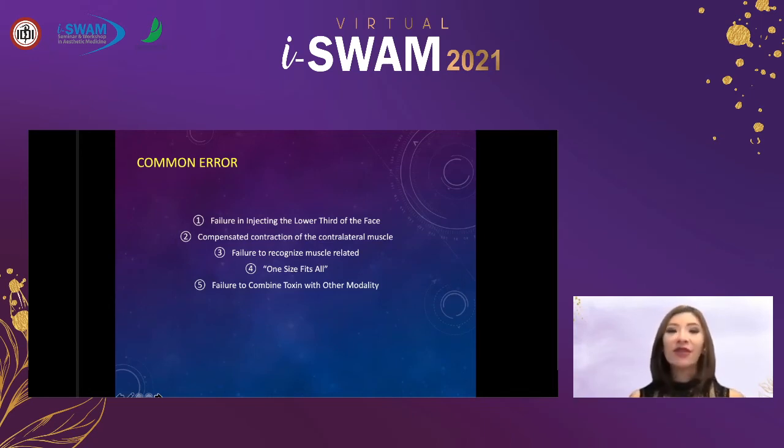And other than that, the failure to combine toxins with other modalities, especially in more aged patients, especially when we are treating them with masseter muscle reduction. We also have to treat the skin sagginess, the laxity, and also the volume loss of the fat compartments of the face with either HA fillers or collagen stimulators or other modalities such as radiofrequency and so on and so on.